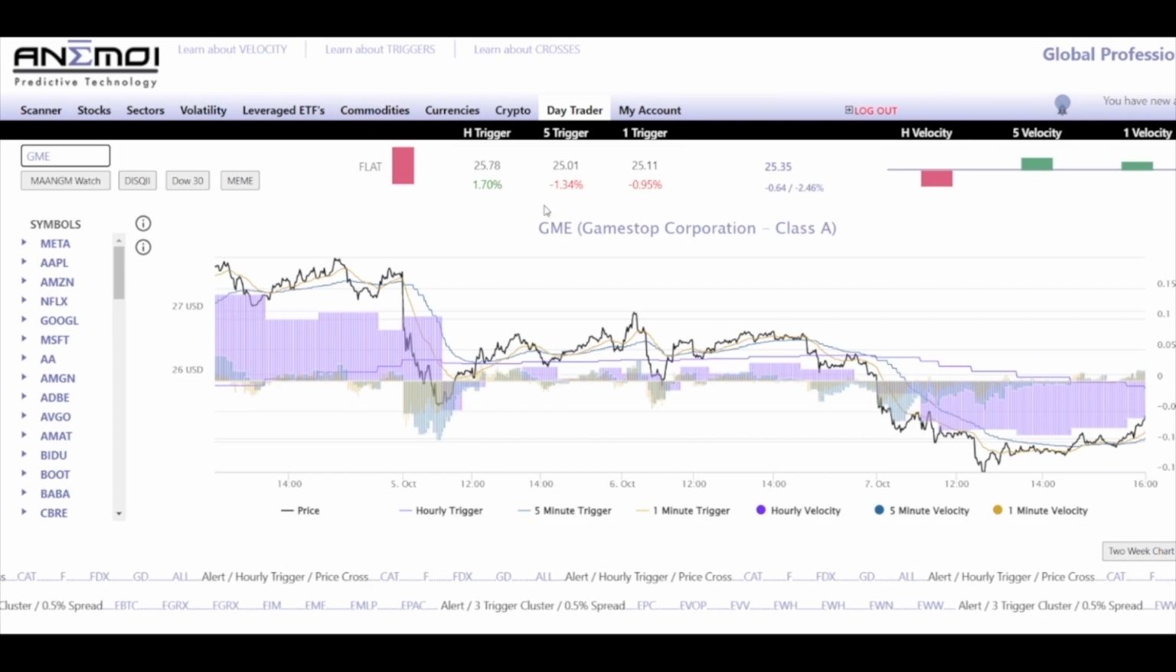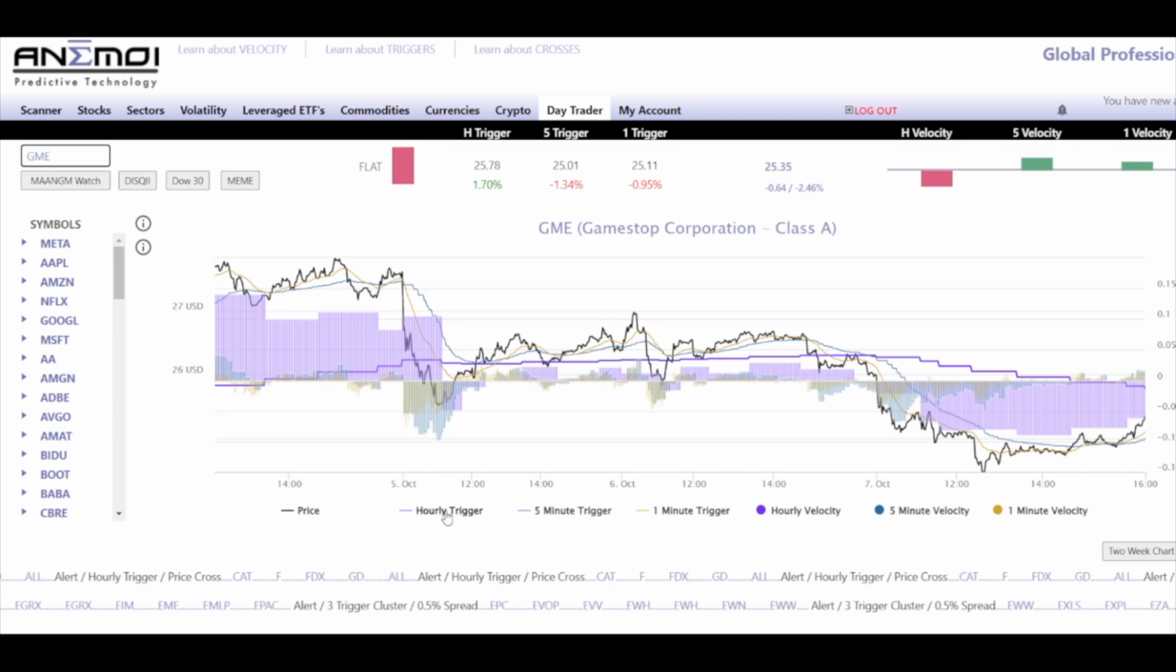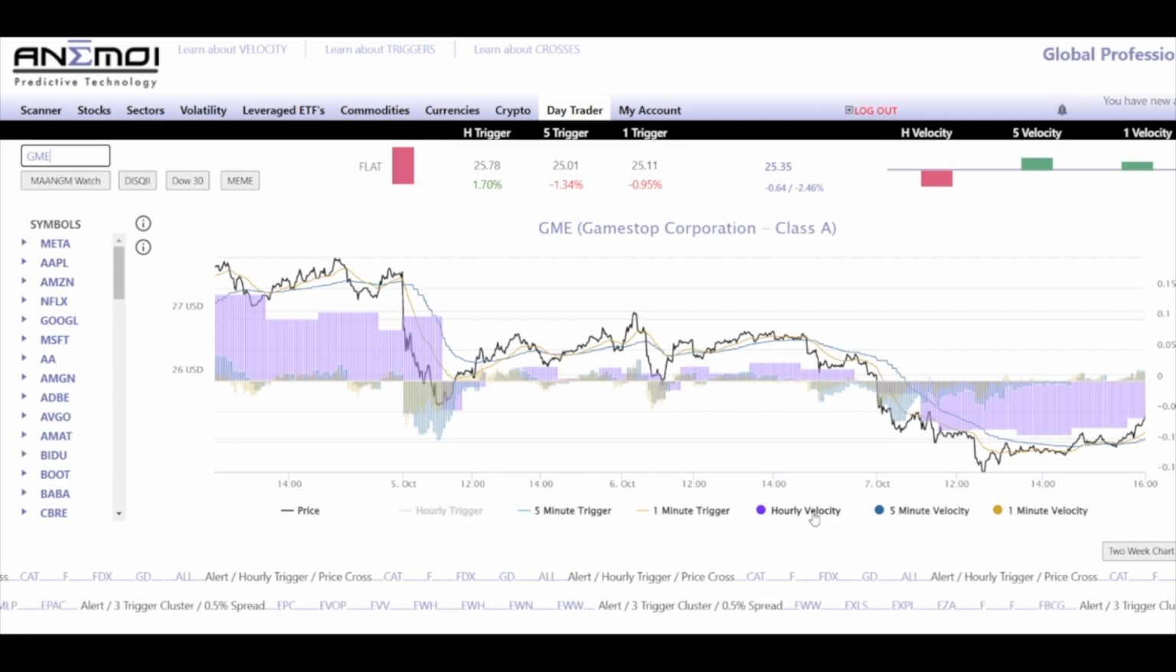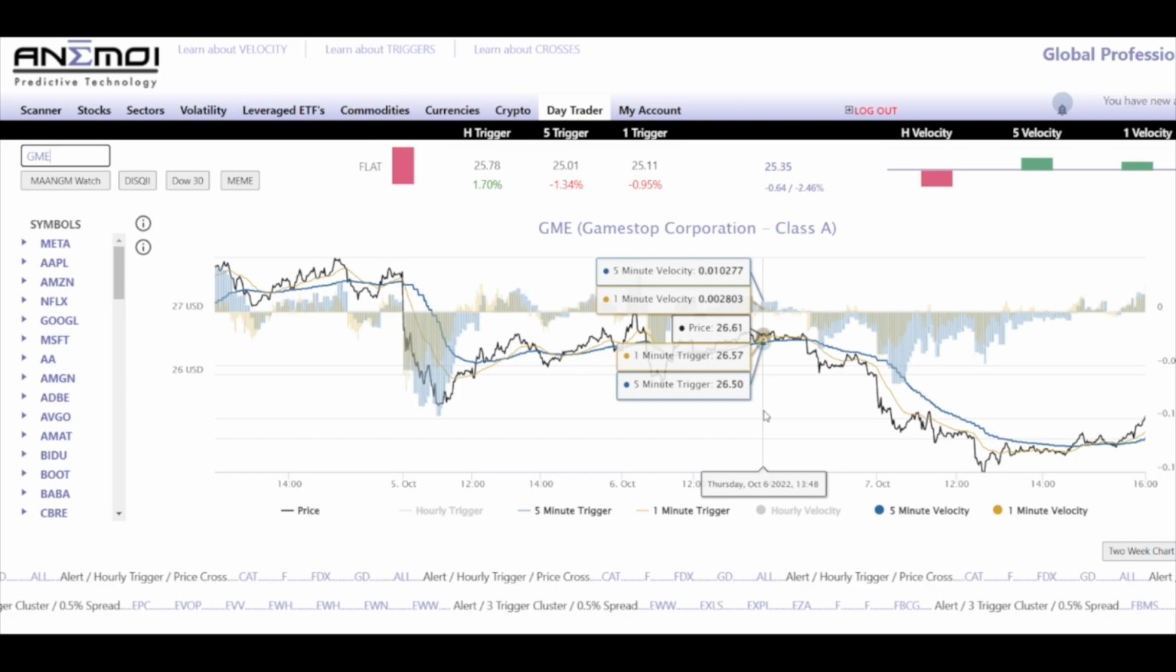This is the GameStop chart on the day trader tab at Nimoy. So I'm going to teach something called bullish divergence. And for those of you who are very new to Nimoy, we simply reverse engineered the high frequency trading algorithms that run in our market.